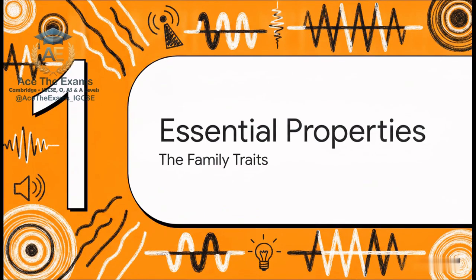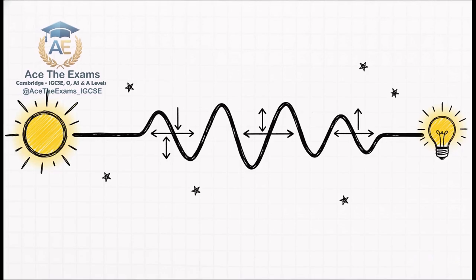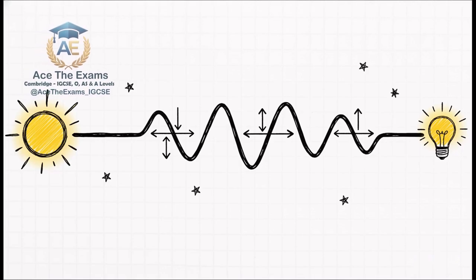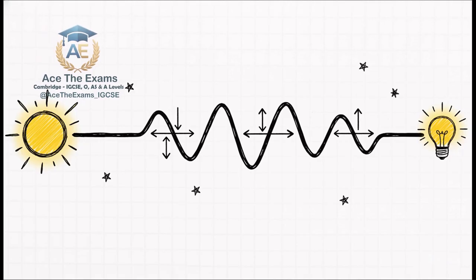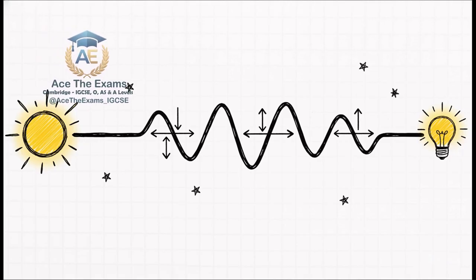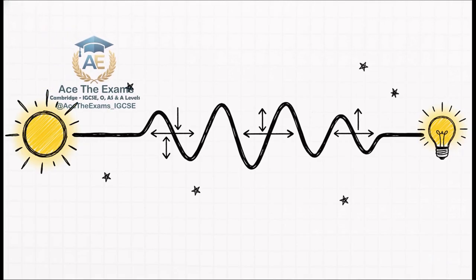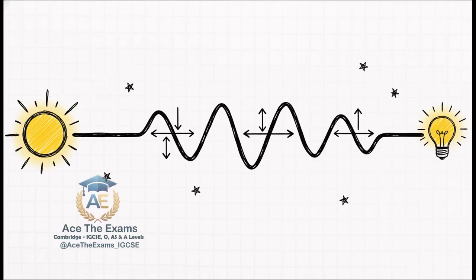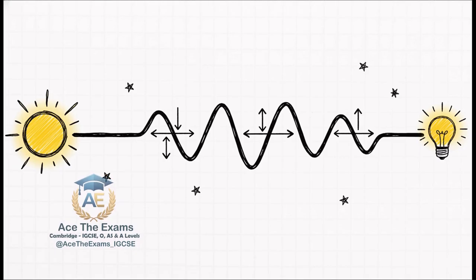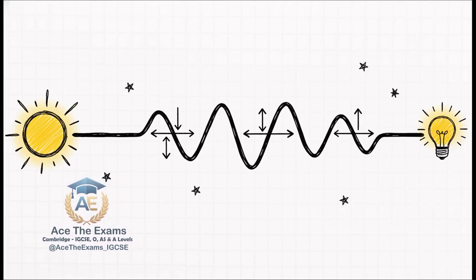Essential properties of waves, the family traits. So even though these waves look and act totally differently in our day-to-day lives, the whole family plays by a strict set of rules. First up, they are all a form of radiation. That just means they spread out from a source. And they don't need a physical medium to travel through either. They can zip right through the empty vacuum of space at that crazy speed of 300,000 kilometers per second.